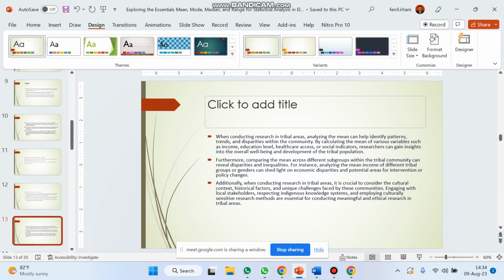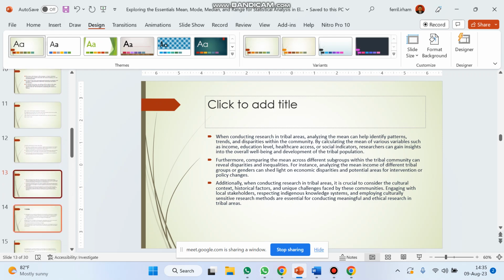Okay, we have to know that when conducting research in tribal areas, analyzing the mean could identify patterns, trends, and disparities within the community. On the other hand, we have to consider the cultural context, historical factors, and unique challenges faced by these communities. So we cannot generalize it with the data.